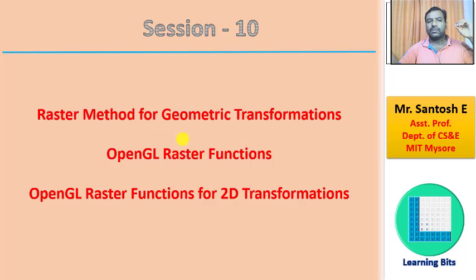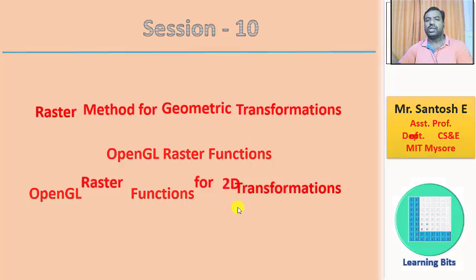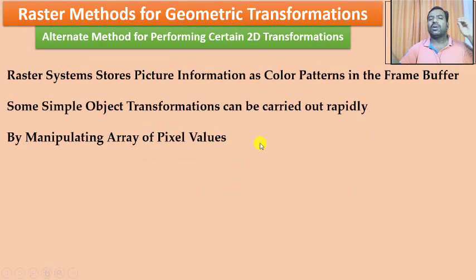And for simple transformation we can make use of one more method called the raster method. There are a few OpenGL raster functions available in OpenGL programs, which show how exactly you need to implement the geometric transformation function with the available raster functions. Hence we will discuss a few OpenGL raster functions which can be used for simple 2D transformations. So first, understand what exactly the raster is going to do.